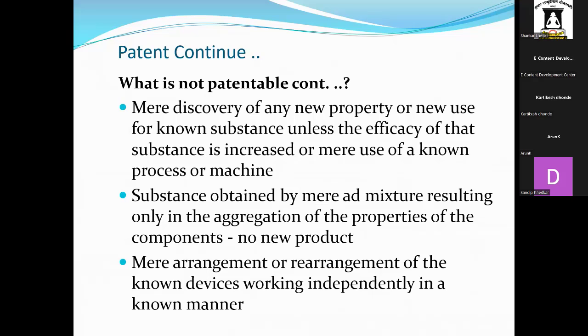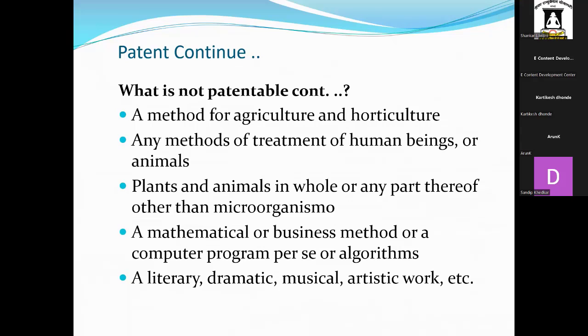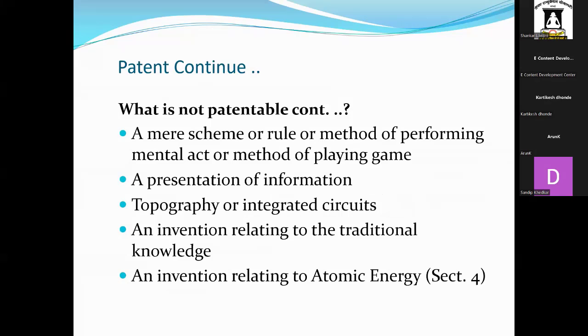A method of agriculture and horticulture is also not patentable. Any method of treatment of human beings or animals, plants and animals in whole or any part thereof other than microorganisms, a mathematical or business method, a computer program per se or algorithm, and dramatic music, etc. cannot be patented. Also not patentable are a mere scheme or rule or method of performing a mental act, a method of playing games, a presentation of information, a technology or integrated kit, and an invention relating to traditional knowledge.